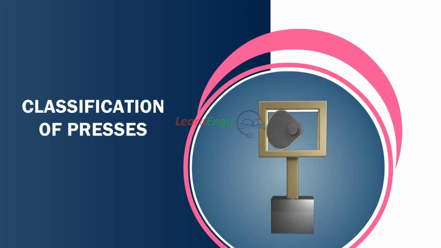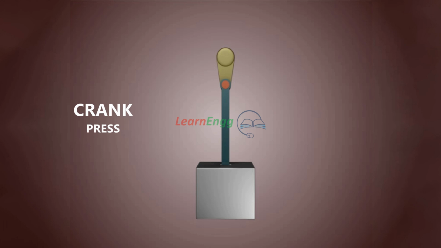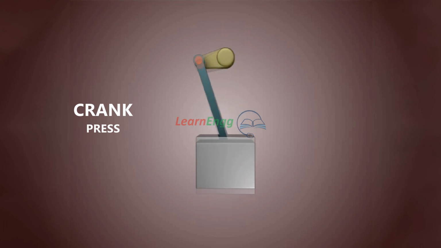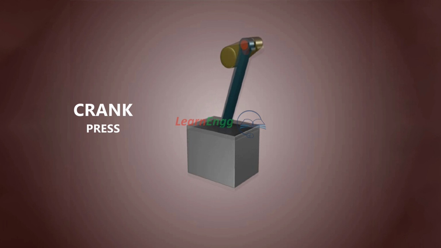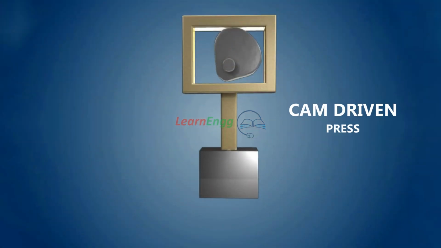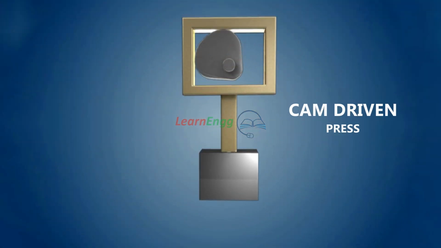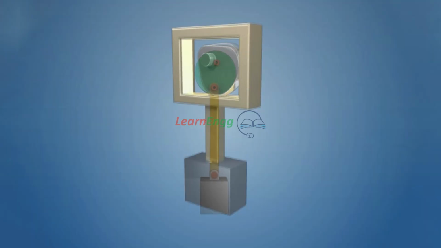Classification of presses. Crank press. The crankshaft converts the flywheel's rotary motion into the ram's reciprocating motion through a connecting rod. Cam-driven press. A cam mechanism moves the ram up and down to produce reciprocating motion.